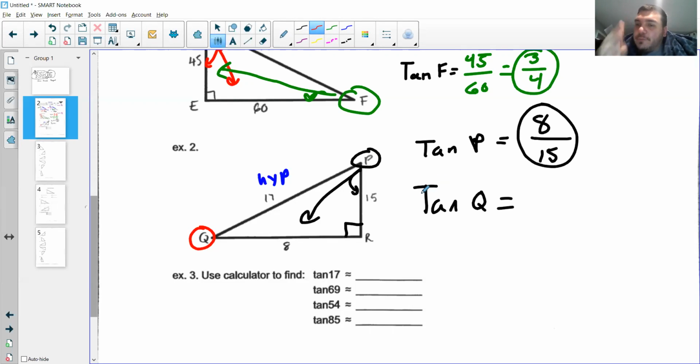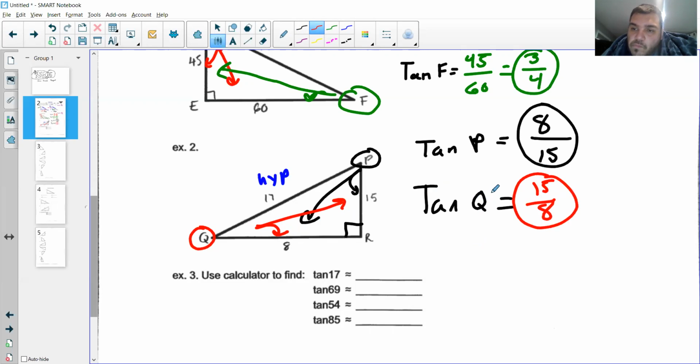I look across the room. 15. I look across the next to me, an 8. So 15 over 8. All right. We're going to save the calculator stuff for another day. Does anyone have any questions about how to say which one's opposite and which one's adjacent?